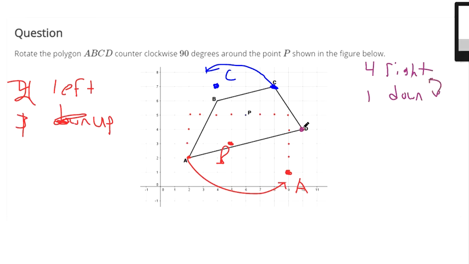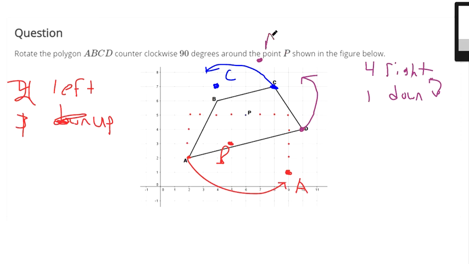And let's also visualize where it's supposed to go. We're going counterclockwise, so it should be somewhere in this region. That means I'm going to go 1 to the right and 4 up. 1, 2, 3, 4 up. So there's our point D.